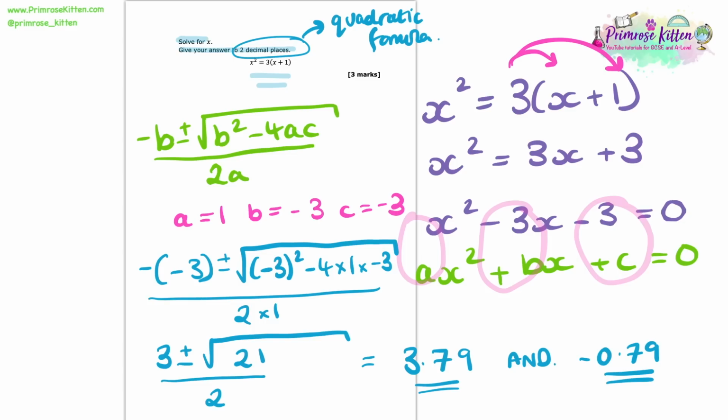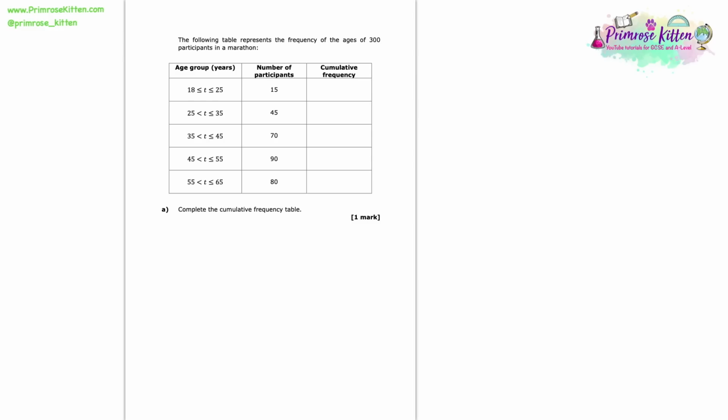and minus 0.79. The following table represents the frequency of the ages of 300 participants in a marathon. So here you can see we're given a table with the number of participants, but we're asked to complete the cumulative frequency part. So cumulative frequency is all about looking at what's up to that point, so everything that came before it as well as in that interval.